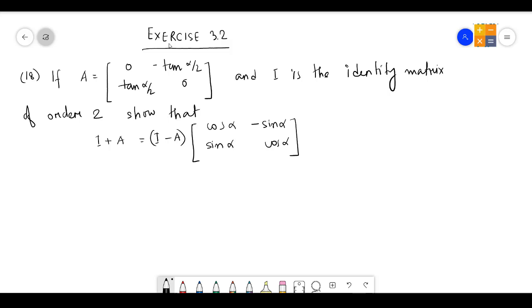And I is the identity matrix of order 2. This is of course I is equal to 1 0 0 1. So this is the identity matrix of order 2. Then show that I plus A is equal to I minus A into this matrix. Actually these two values should come as equal values. So let us start with the LHS.